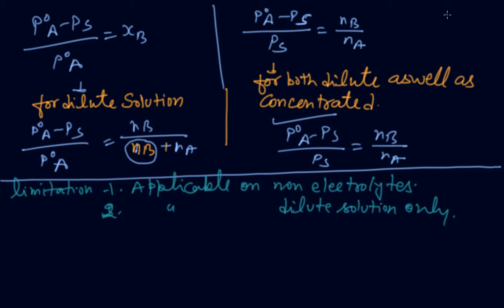Now we are coming to the next part of Raoult's law, that is the types of solutions, ideal solution and non-ideal solution.